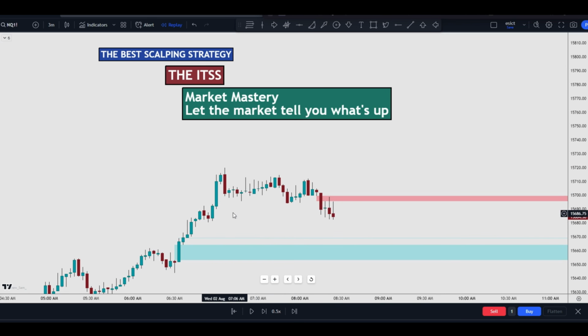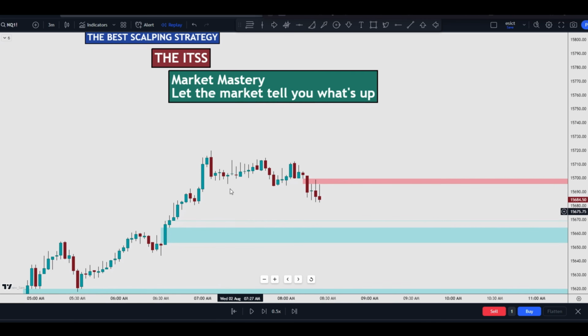The reason this strategy works so well is we're going to let the market tell us what's up. We're not going to guess. This strategy will tell you exactly when to enter, and that's why it works so well. Part of market mastery is realizing that we don't control the market. We only can go with the market. Fighting the market is never going to be beneficial.